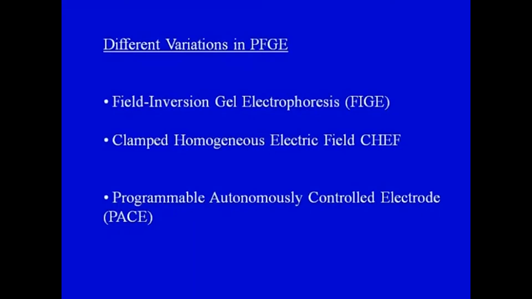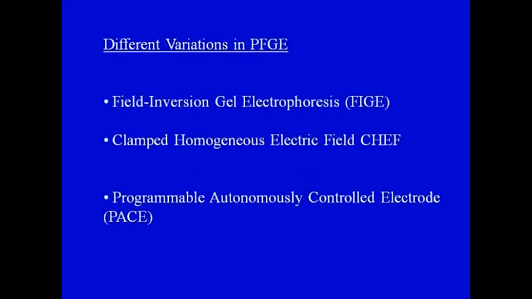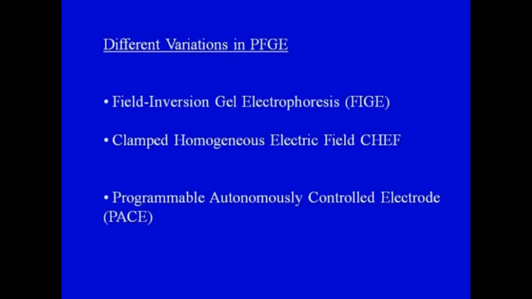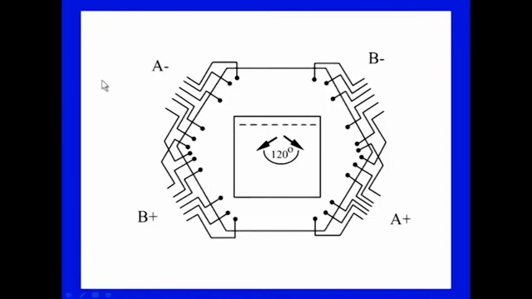Now, there are a lot of variations in pulsed field gel electrophoresis. I have just listed 3 here. Field inversion gel electrophoresis, where the applied field is switched on and off at 180 degrees. Then clamped homogeneous electric field, where it is at 120 degrees. And a very advanced system called programmable autonomously controlled electrodes, where you can control each of the electrodes separately and generate a lot of different kinds of variations.